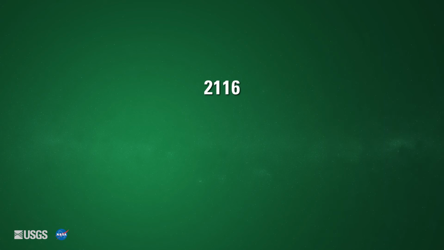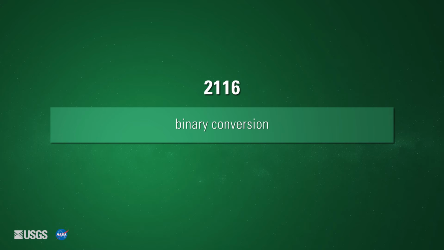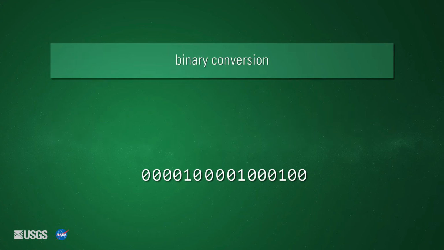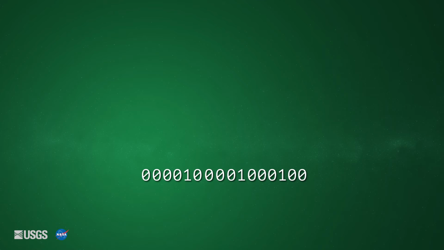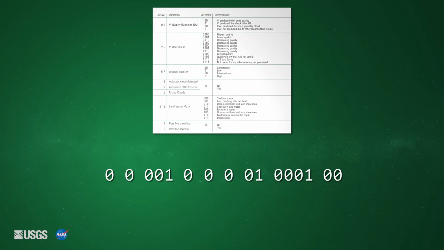Here's the integer value of 1 pixel from the 250 meter 16-day VI quality layer. This number will convert to this 16-bit binary value. This can be done using a calculator or conversion tool. Once the binary value is found, the value can be interpreted using the chart. The bit string is read from right to left.